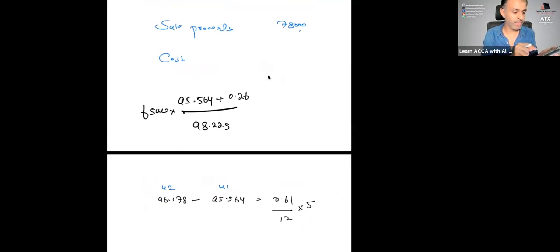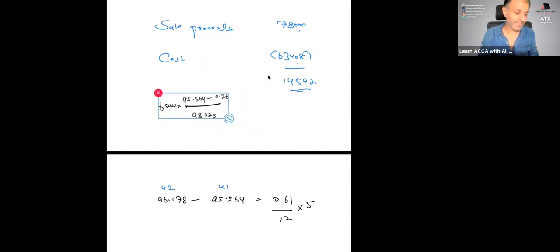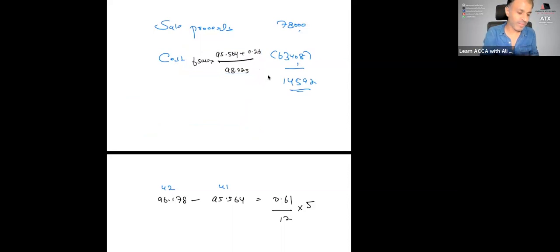95.564 divided by 98.225 multiplied by 65,000, the figure turns out to be 63,408. Then 63,408 minus 78,000, the final and full answer has turned out to be 15,592. That is it. How long has it taken to complete this explanation? It's all in front. Have you all seen it?